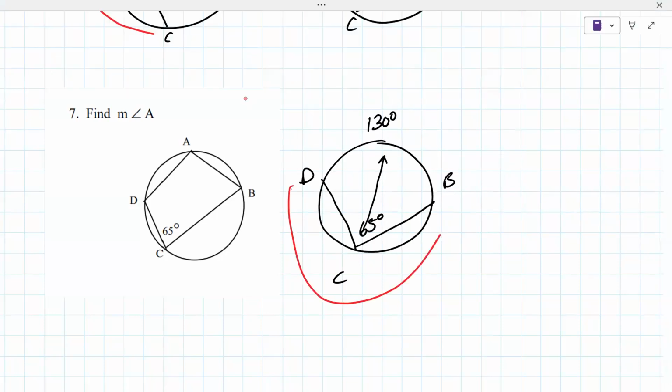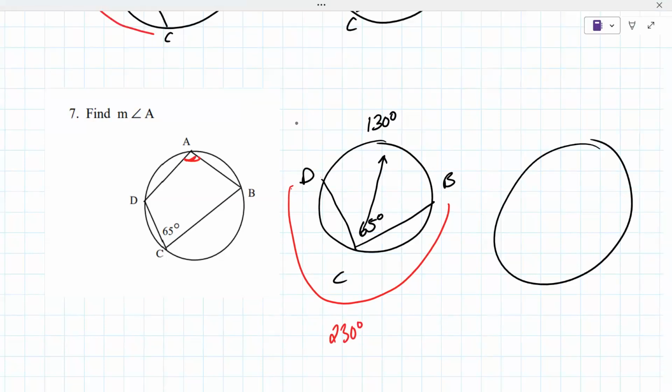What's the other one over here? Oh wait, I thought I was saying 130. Yeah, but that's not A. A is something different. A is this angle right in here. Okay. All right. Well then if that's 130, then 360 minus 130 is 230. You already wrote it. 230. Okay, so how do you find A? You have 230. 115.